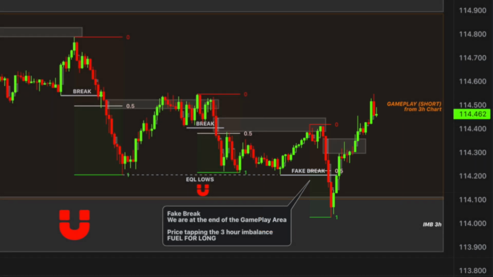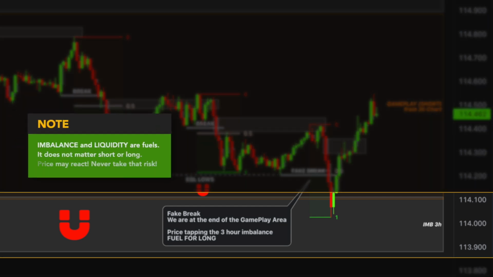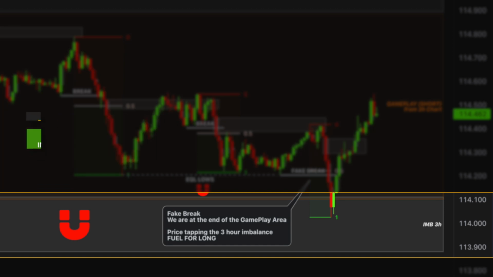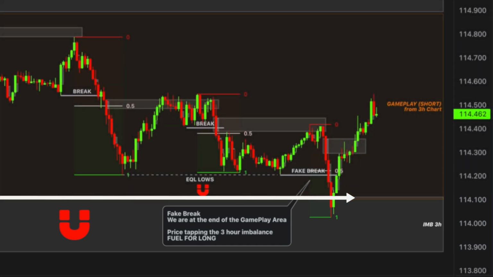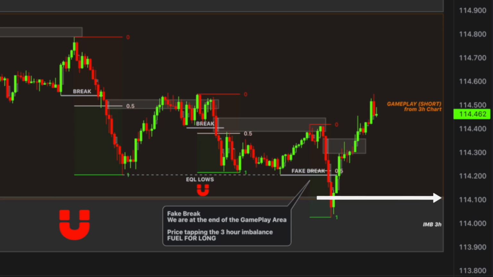Why? Because the mega 3 hours imbalance is the fuel for long. We are coming to the demand area in high time frames. And this is the end of my gameplay area. It is extremely risky once it touches the imbalance. Even if the mega trend is bearish, I do not take shorts from the high time frame demand areas. If the 3-hour imbalance fails to hold as demand, then I may consider further shorts.